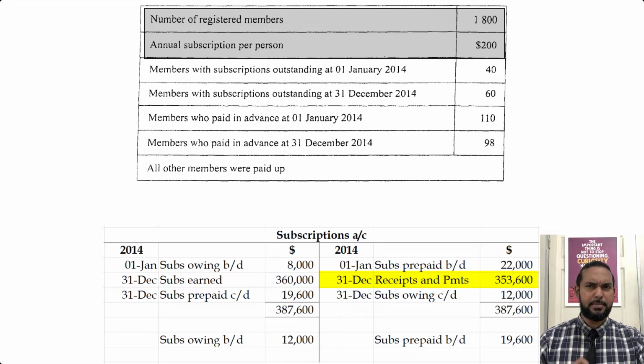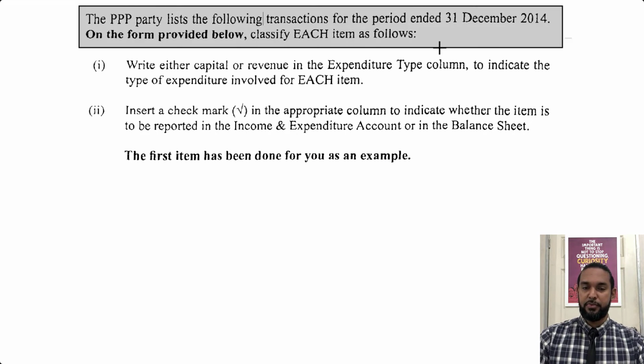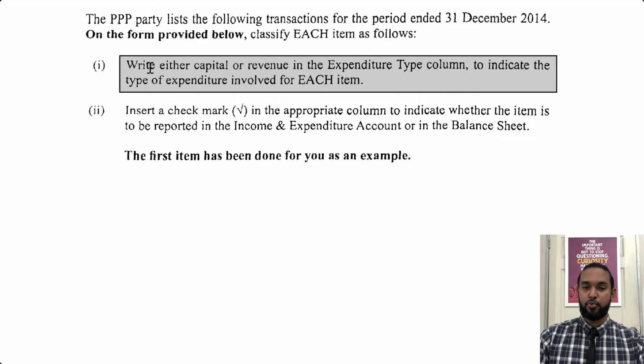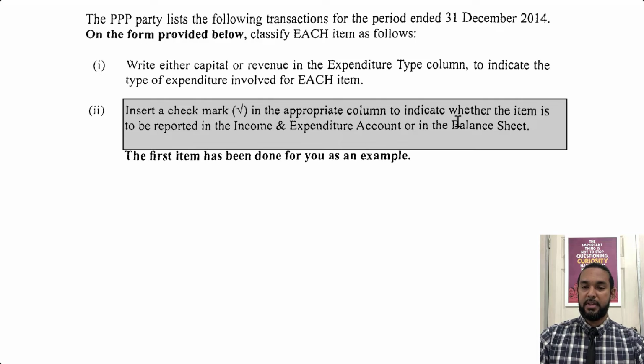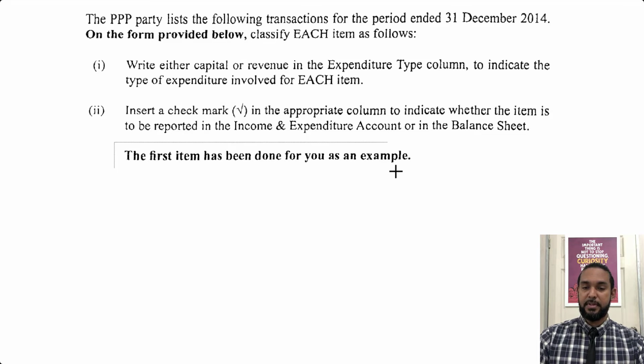Let's take a look at the next part of the question. Okay, so this part of the question reads, the PPP party lists the following transactions for the period ended 31st December 2014 on the form provided below. Classify each item as follows. So it says write either capital or revenue in the expenditure type column to indicate the type of expenditure involved for each item. Insert a check mark in the appropriate column to indicate whether the item is to be reported in the income and expenditure account or in the balance sheet. The first item has been done for you as an example.